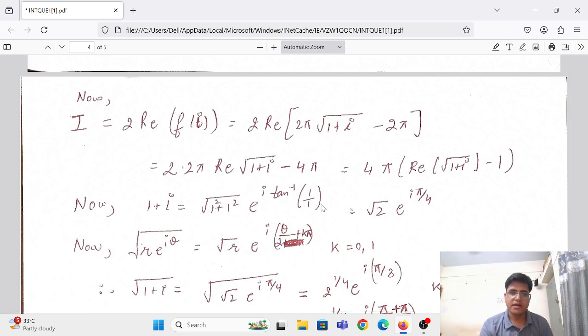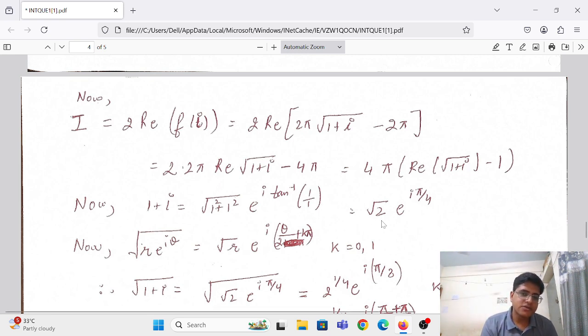Why? One is the y and one is the x. So 1 over 1. So we get √2 e to the power iota π/4. So 1+iota when represented in polar form gives us √2 e to the power iota π/4.